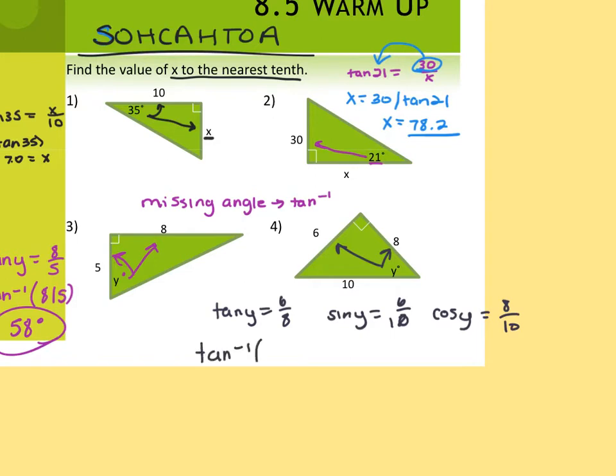So I'm going to use tangent. Second tangent, 6 divided by 8 is y equals 36.86, so 36.9 degrees. And I would have gotten the same answer from each of those other ones. Sine⁻¹ of 6 divided by 10, same answer. Cosine⁻¹ of 8 divided by 10, same answer.